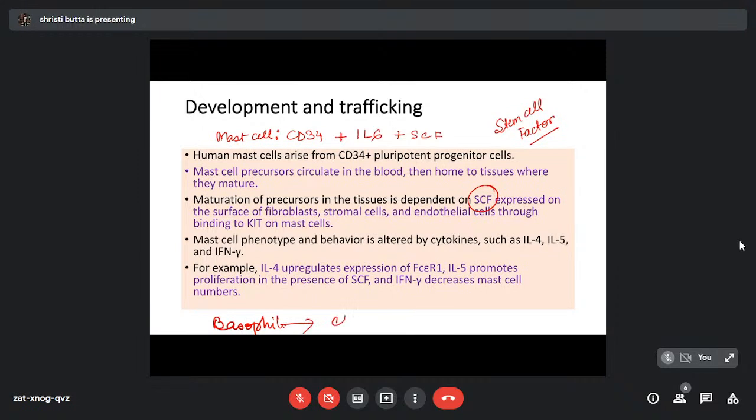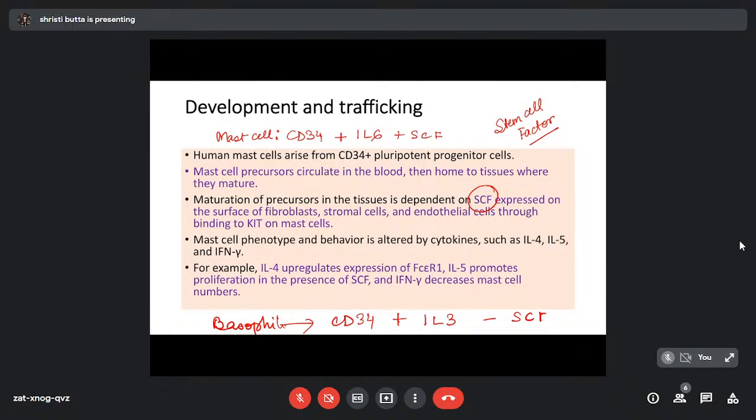Then that is CD34, okay, with IL-3, yes, very important, but absence of stem cell factor. So stem cell factor is expressed on the surface of the fibroblast, stromal cells, and endothelial cells through binding to the KIT receptors on the mast cells.